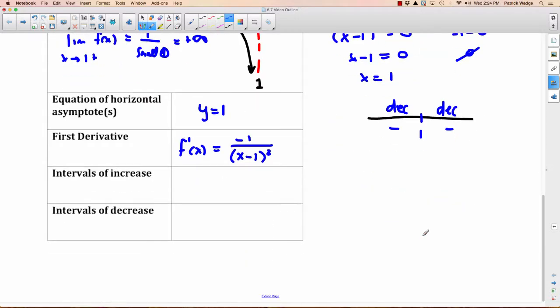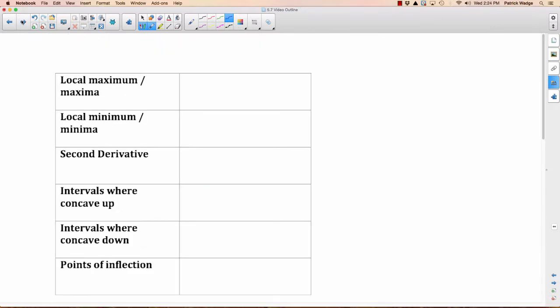So intervals of increase, nowhere. Intervals of decrease, be careful here. It's from negative infinity up to 1, as well as from 1 to infinity. You can't say from negative infinity to infinity because it's not decreasing at 1. Second page already, we are moving.